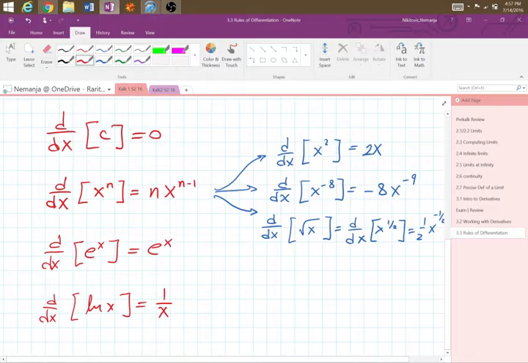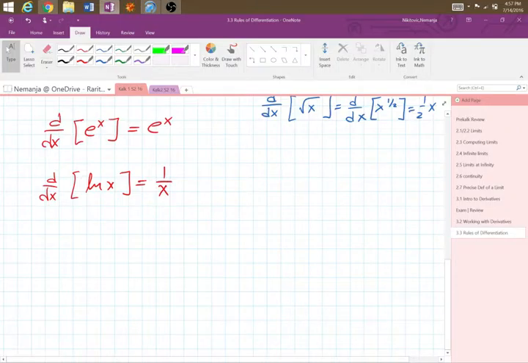And before I get into these rules, I just want to see if they put anything else in here. Nope. So that would be it in terms of the differentiation rules. And now we're going to take a look at the properties so that we can use these. So now, properties.